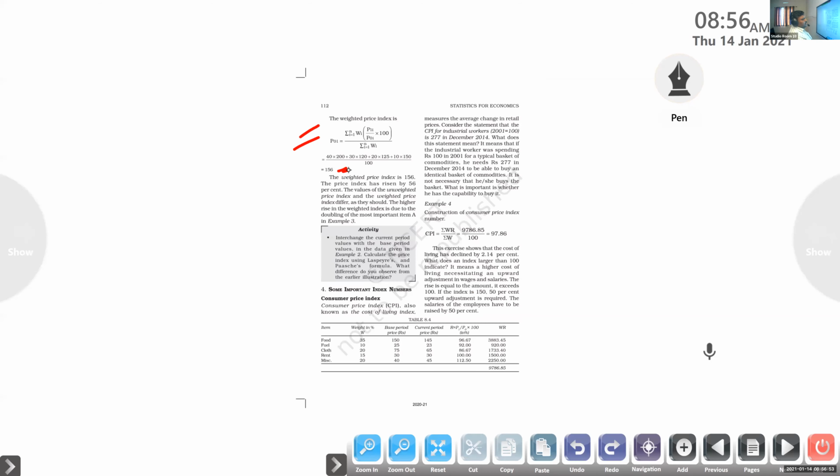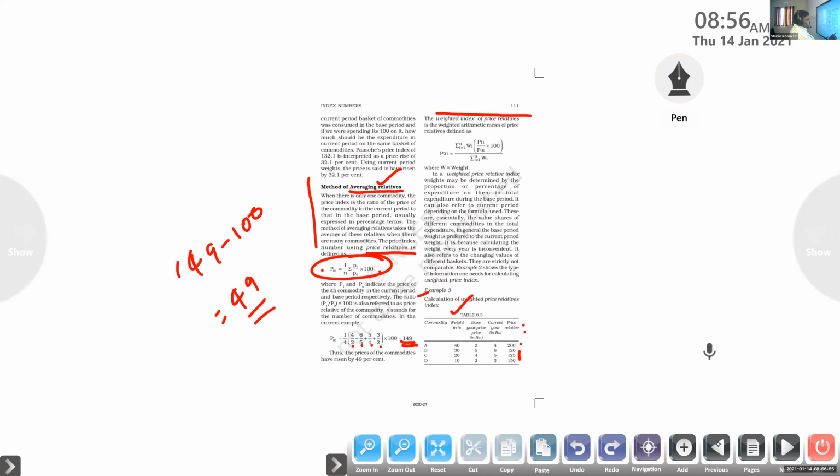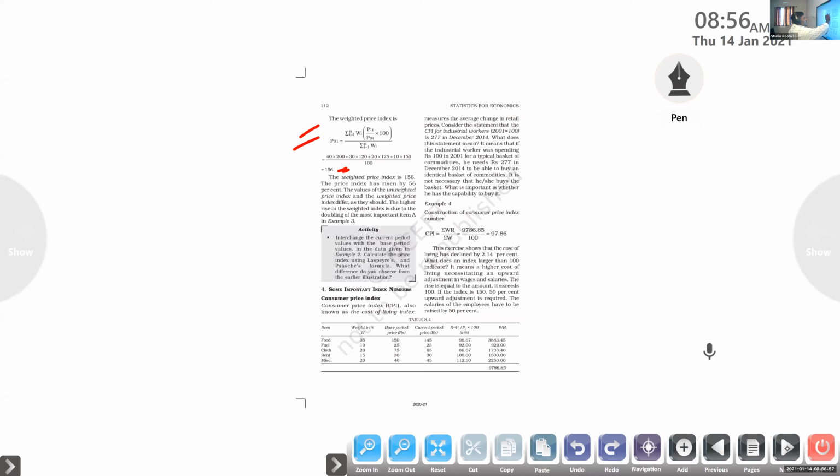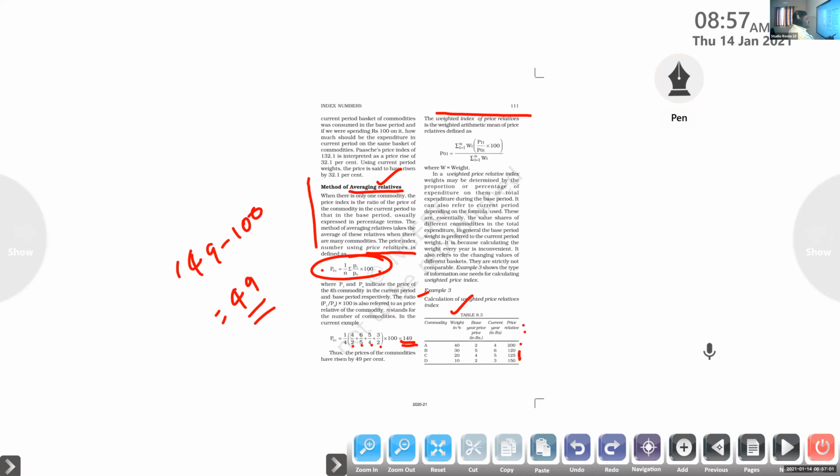So simple calculation. In the table all these things will be there, so you need not go for individual calculation. If the price relative is not here, and only this data is there, then you want to calculate it. You want to find out the price relative by applying this equation. Clear? So you got it. Then directly multiply that with the weight of that particular commodity, so you will get the answer.